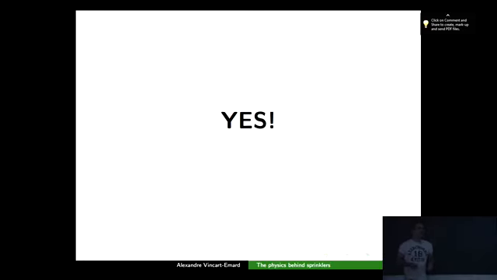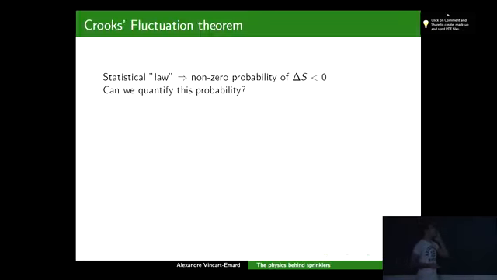And how can we do that? It's the fluctuation theorem, of which the Crooks fluctuation theorem is part of the greater fluctuation theorem. Basically, since the second law is a statistical one, there should be a non-zero probability of having decreasing entropy. So can we quantify this probability? It turns out that we can.